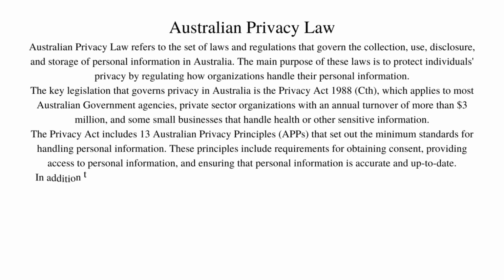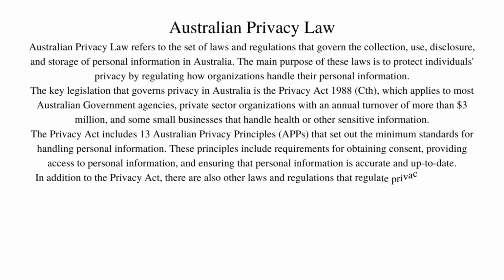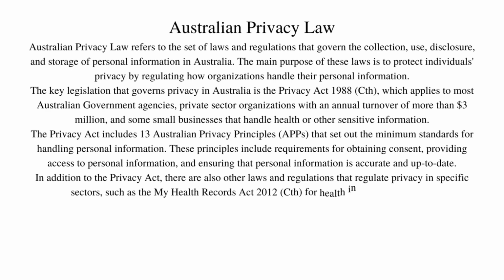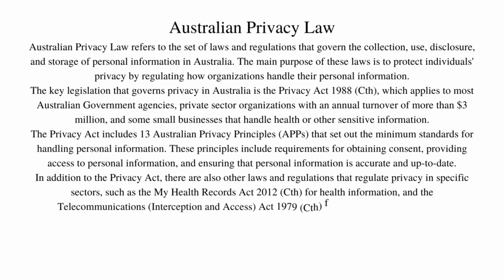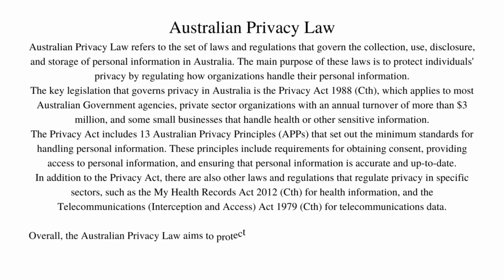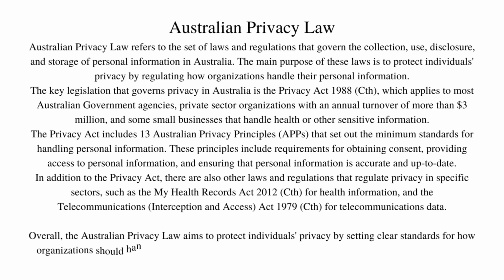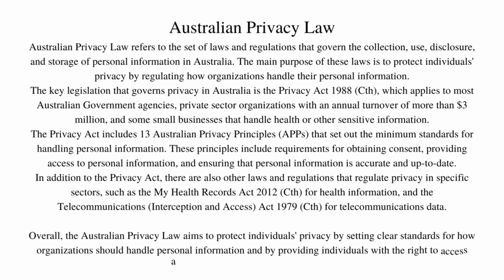These principles include requirements for obtaining consent, providing access to personal information, and ensuring that personal information is accurate and up-to-date. In addition to the Privacy Act, there are also other laws and regulations that regulate privacy in specific sectors, such as the My Health Records Act 2012 for health information, and the Telecommunications Interception and Access Act 1979 for telecommunications data. Overall, the Australian privacy law aims to protect individuals' privacy by setting clear standards for how organizations should handle personal information and by providing individuals with the right to access and correct their personal information.